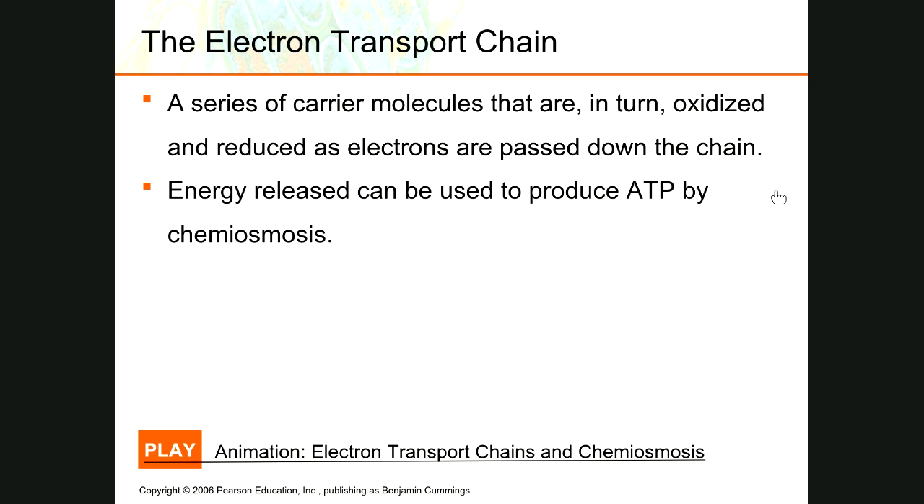So when the electrons are donated to the first carrier complex, it gets reduced, and then the electrons are passed on to the next complex, and the next complex gets reduced, and the previous complex is now oxidized, and so on and so forth. So oxidation, reduction, oxidation, reduction. Each time the electrons are passed from complex to complex, their energy is lowered, and those complexes also transport hydrogens across the membrane. And we'll call that process chemiosmosis.